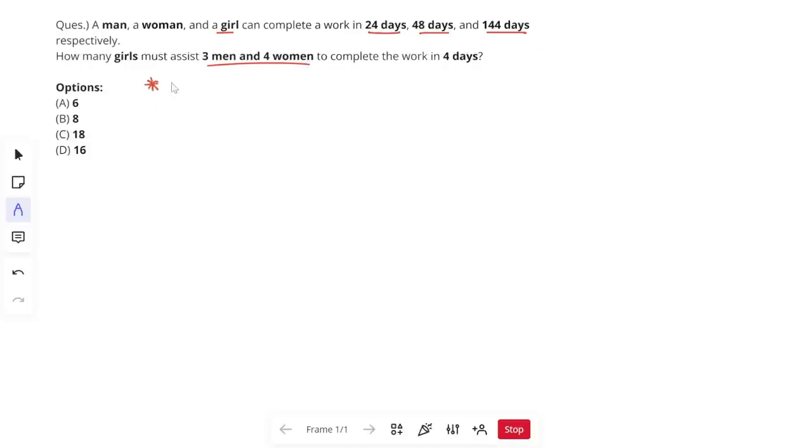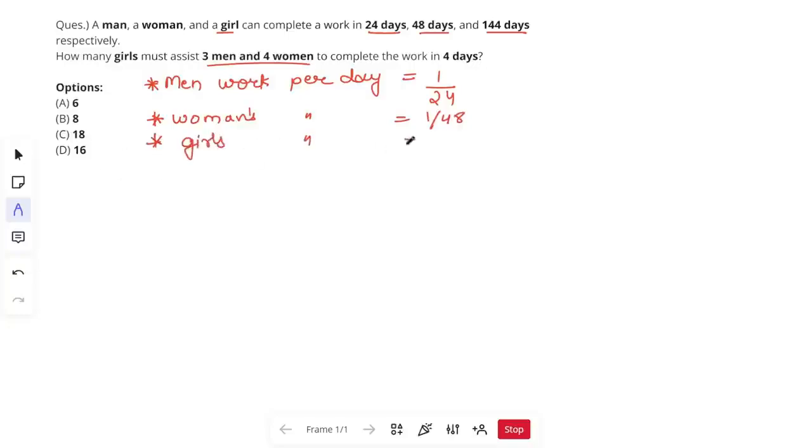First thing that we are told is man's work per day. We can deduce that from the data given. So man's work per day is what? See, man, woman and girl can complete the work in 24, 48 and 144 days. Via this we can write it: in one day a man can complete 1 by 24 work. In the same way, woman's work per day is equal to 1 by 48. In the same way, girl's work per day is going to be 1 by 144. We have noted down these values.